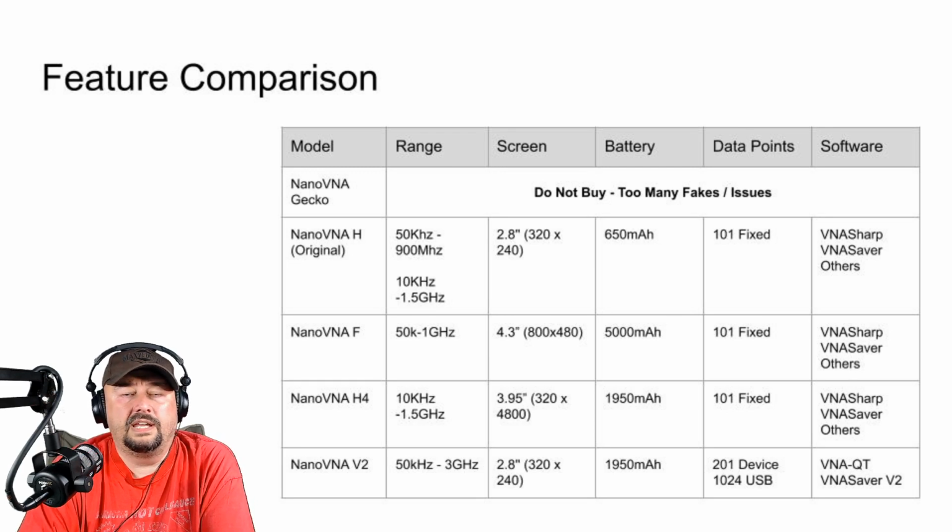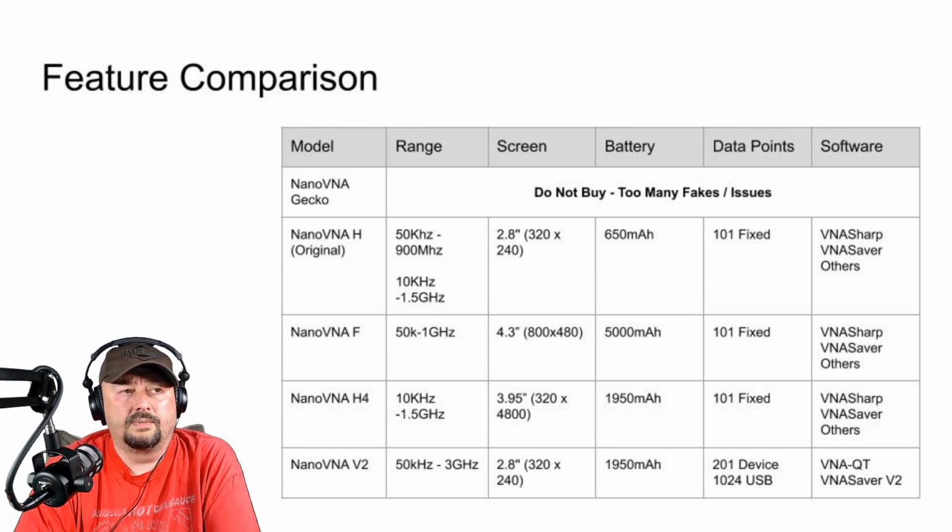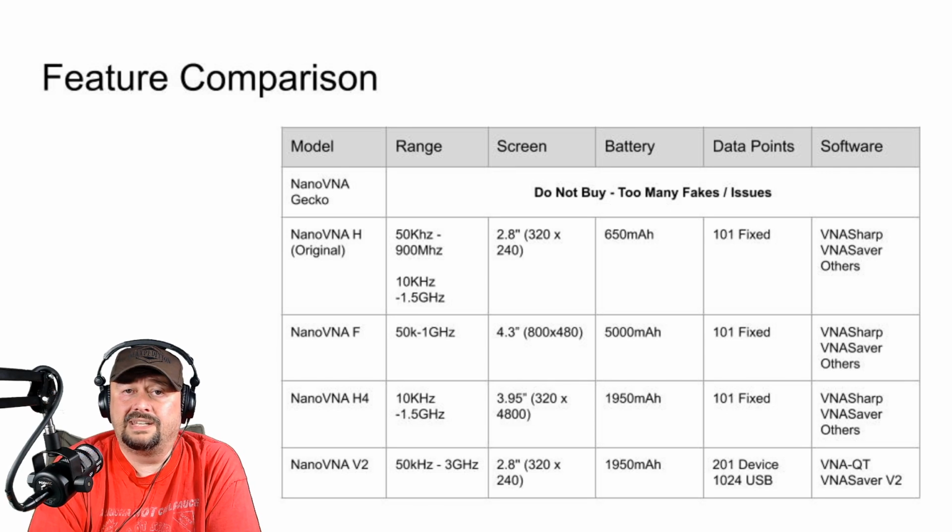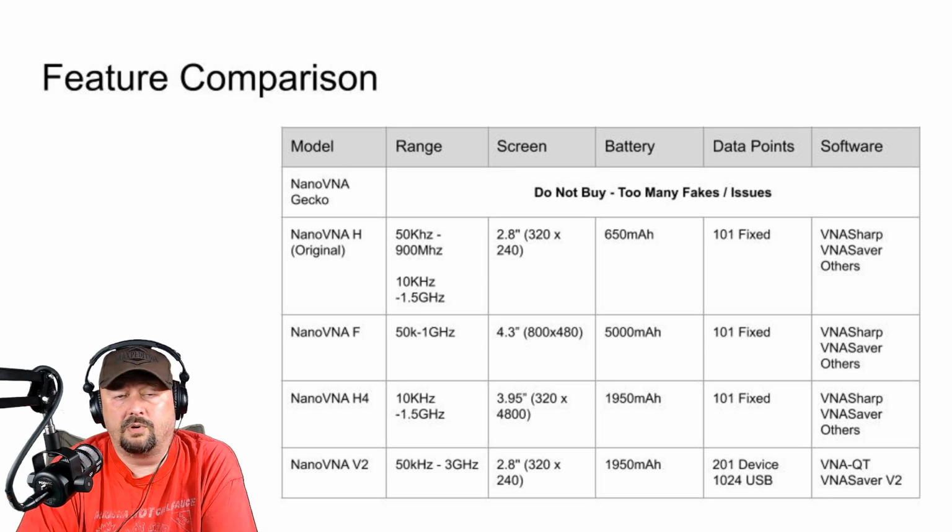Then you have the NanoVNA-H4, and this is the one I bought about a month ago. I really like it, but I have some reservations, and we'll talk about those. It goes 10 kilohertz to 1.5 gigahertz. I don't really do anything above 70 centimeters, so 1.5 gigahertz is kind of overkill for me. But maybe one day I'll get into the FlightAware ADS-B, and I'll want to play around at 1.2 gigahertz. It just hasn't happened yet.